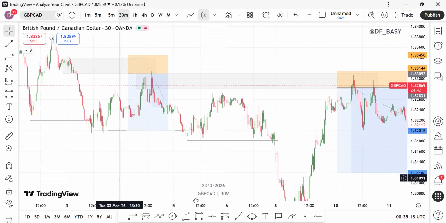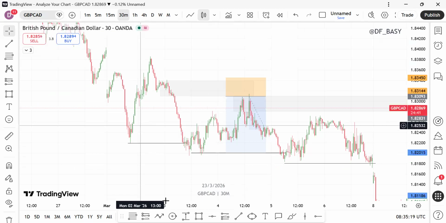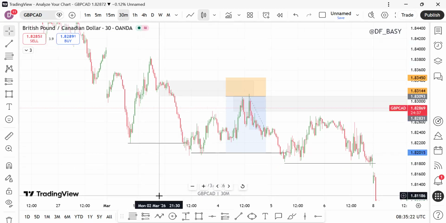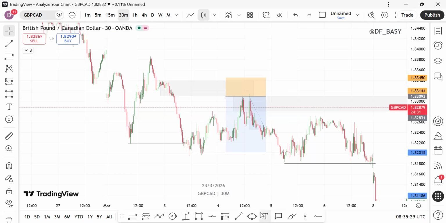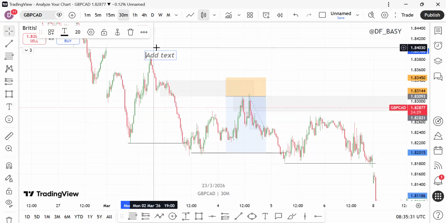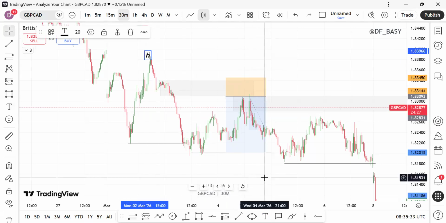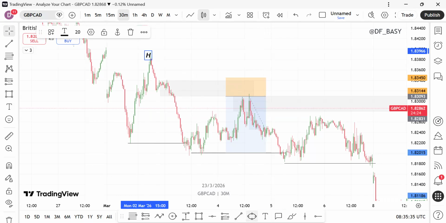So with this, remember we have to identify specific things. Identify the low and the high, because market will always create lows and highs following the trend of the market. So where's the low? Where's the high? This is my high. That's my high. And where is my low? This is my low.